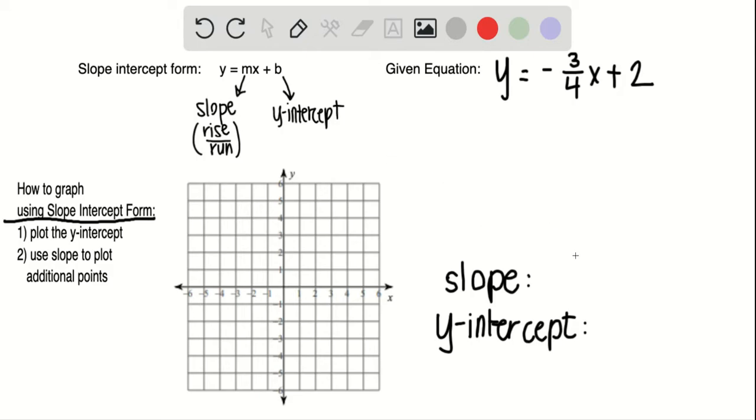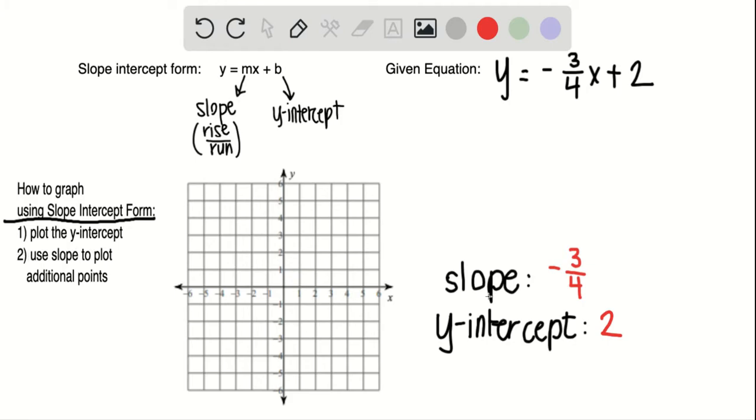The slope in this case is going to be negative 3/4 because it's the number attached with the variable x, or the coefficient of the x. And the y-intercept is the constant, or the number that's by itself. That's a positive 2. Once we have our slope and our y-intercept, we're going to follow along with these two steps. Plot the y-intercept and then use the slope to plot additional points.